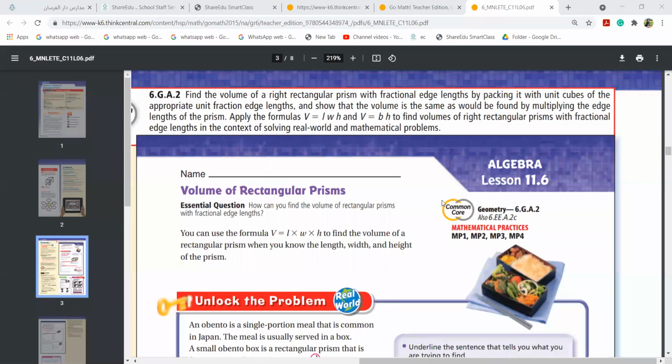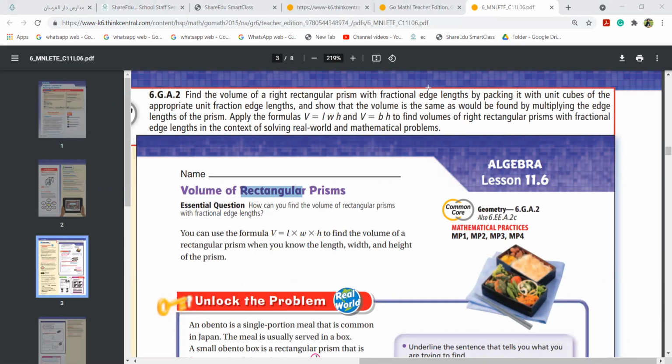Let us begin the lesson, volume of rectangular prisms, lesson 11.6. You know very well the volume of a cube or a cuboid. If it's area of a rectangle, it's only length times width. If it's volume, it's length times width times height. This is what you have to remember in this lesson: the area was length times width, the volume is length times width times height.